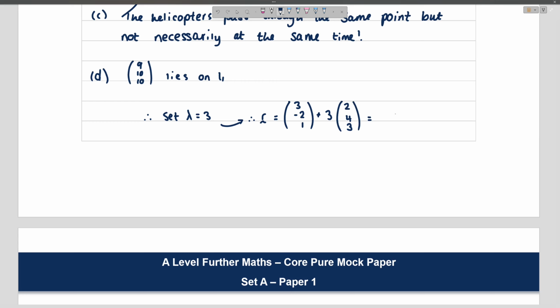3 plus 6 is 9. Minus 2 plus 12 is 10. And then 1 plus 9 here also gives us 10. So therefore, we can say then that the point B, so therefore B lies on L1 there. Okay, hopefully, again, just one mark here, hopefully nice and straightforward.